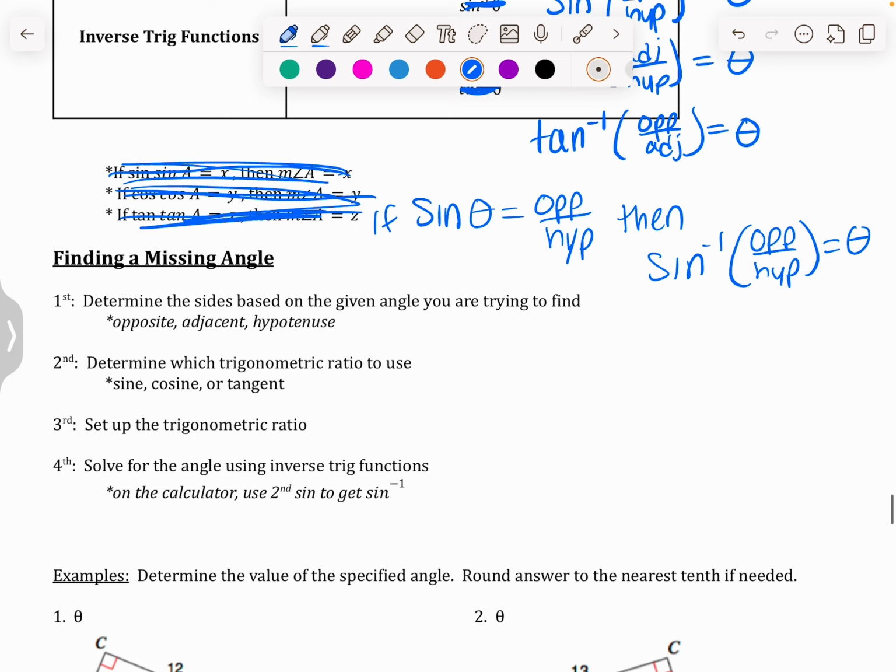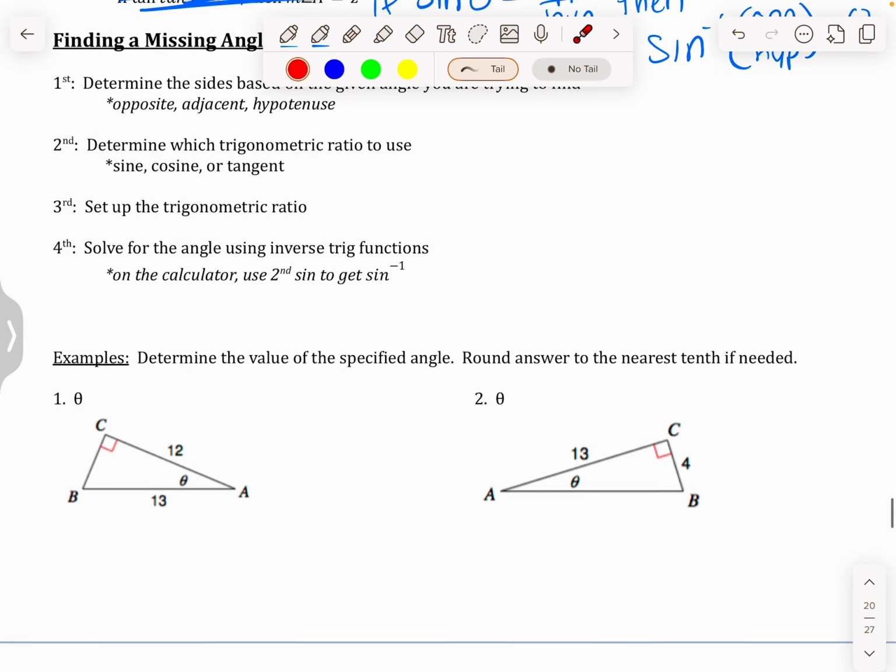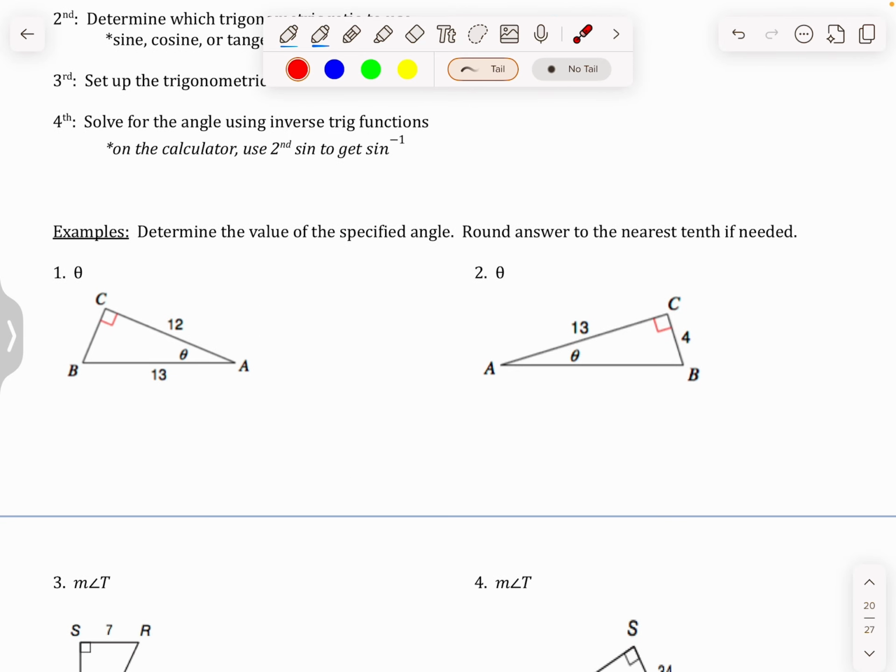So to find the missing angle, we're going to determine which sides we have. If we have opposite and adjacent, we'll use tangent. If we have adjacent and hypotenuse, we'll use cosine, etc. Then we're going to determine which trig function to use based off of which sides we have. So again, if you have adjacent and hypotenuse, you're going to pick cosine. Then you're going to set up the trig ratio, and then you're going to use your second button to get the inverse functions. Okay, we're going to round our answers to the nearest tenth if needed.